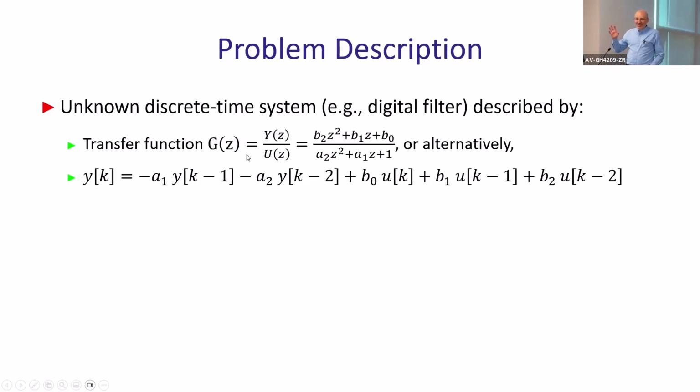If you learned signals and systems at some point, you saw before how you convert from a transfer function, using the inverse Z transform, to a regular difference equation. If you never took that course, that's fine. Believe me, this is the result. This is a difference equation, and you start with some initial conditions.